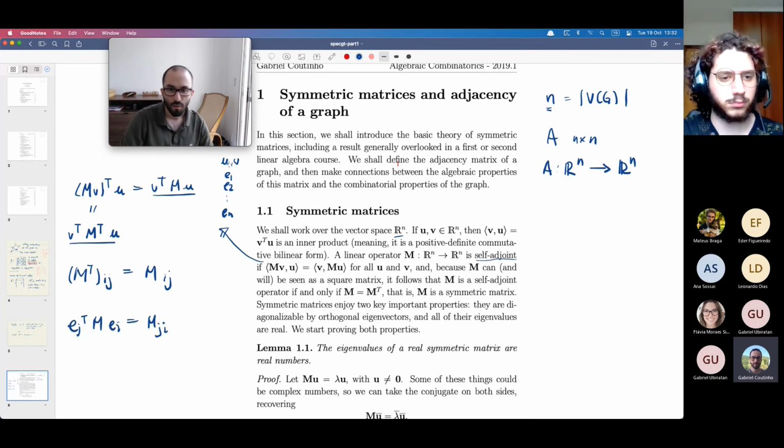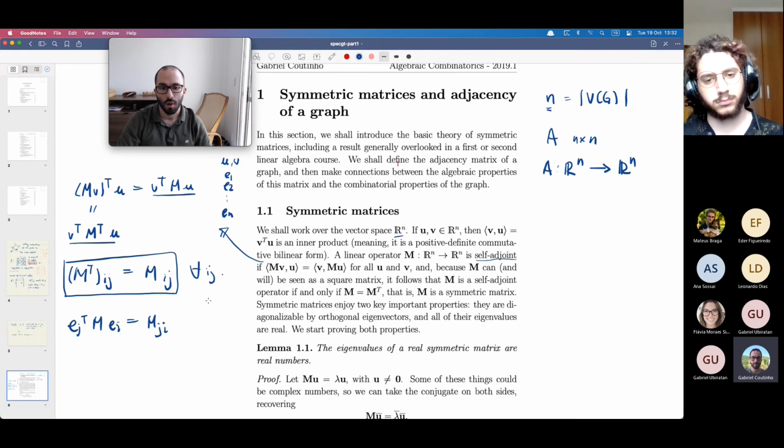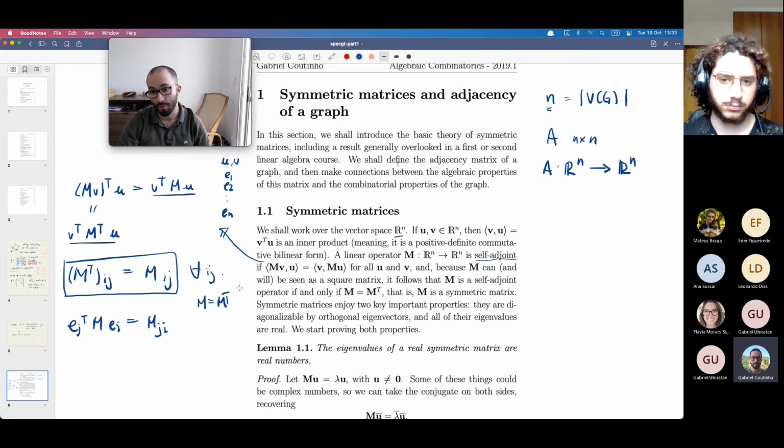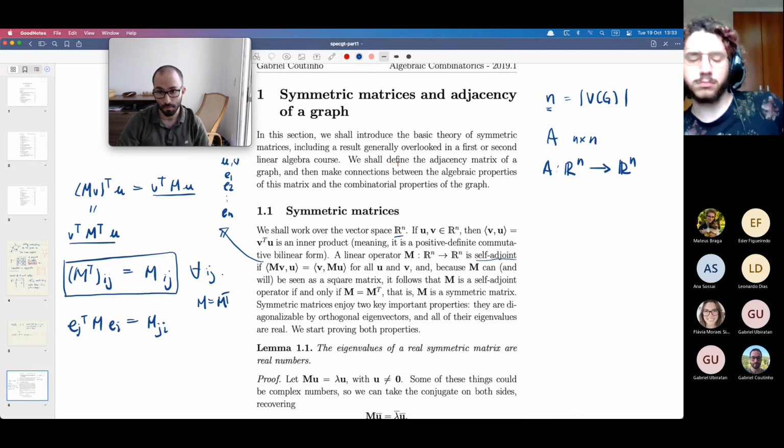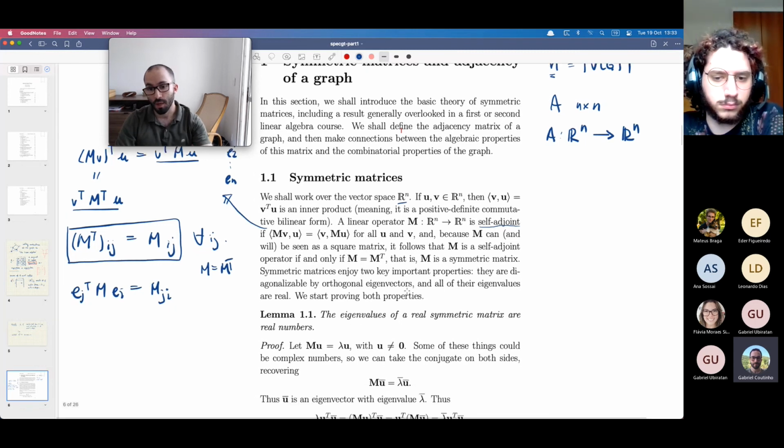So for all vectors u and v, I can take all the ones here in this basis. If this equality is true, I will end up concluding that this is true for all i and j. Therefore, M is actually equal to M transpose. That's why self-adjoint operators in the real space correspond to symmetric matrices. All right. So M is a symmetric matrix.